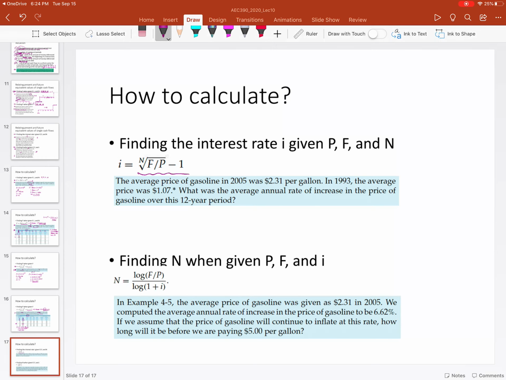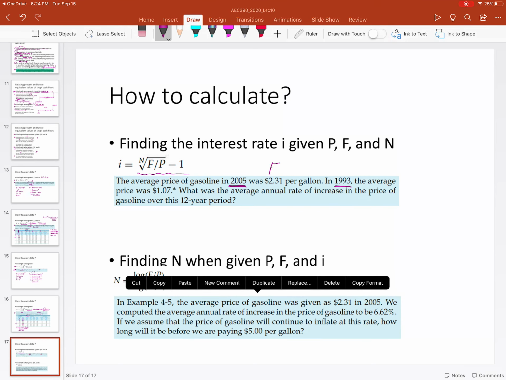So the average price of gasoline in 2005 was 2.31 per gallon. In 1993, look at this, that's the earlier time, and 2005 is the later time, okay? So you have two time spots. Which means the value of the gasoline in the later time is going to be your F. And then the price for the year 1993 is going to be your P.